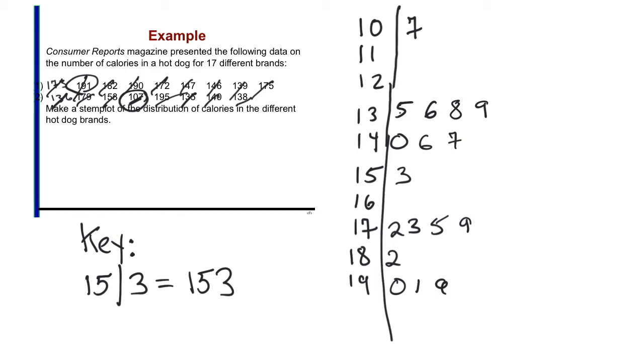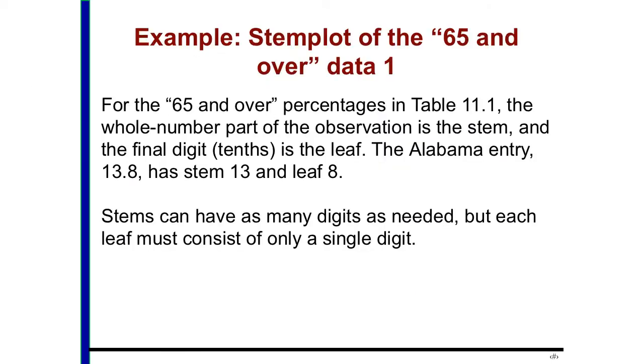So our key gives what our stem is and what our leaves are. In my last video, we talked about histograms, and we made a histogram for a table that was given in the example, and it was the percentage of residents 65 and over in all of the states. Now, for this one, if we made this a stem and leaf plot, the whole number part would be the stem, and the final digit would be the decimal, basically, the tenths place.